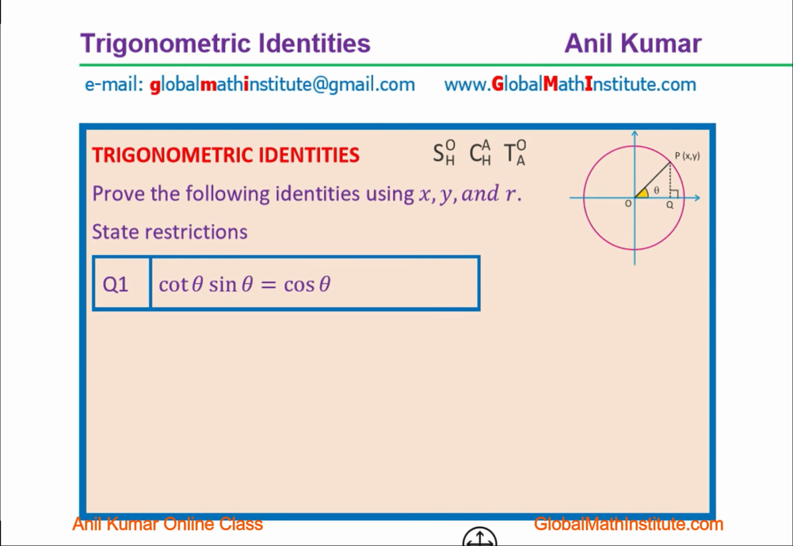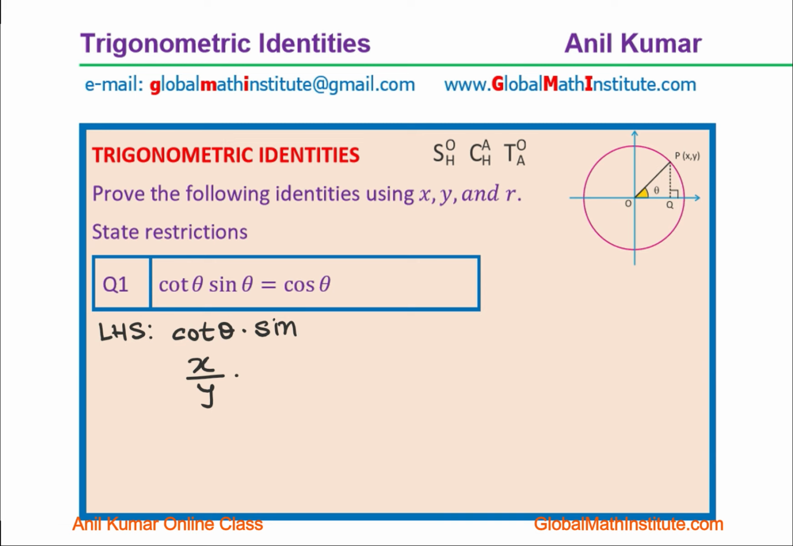So the very first one is cotangent theta times sine theta equals cos theta. Now, whenever you want to prove identities, we need to start from one side and prove that it is equal to the other. So let's begin with the left-hand side: cotangent theta times sine theta. Now, in this particular triangle, point P with x and y, what is cot theta? Well, cotangent theta is the ratio of OQ to PQ, that is to say x over y, correct? So we can write cotangent theta as a ratio of x over y.